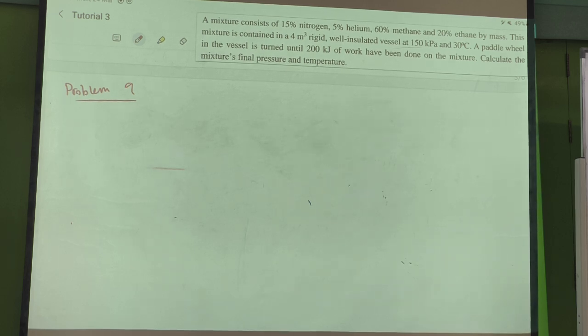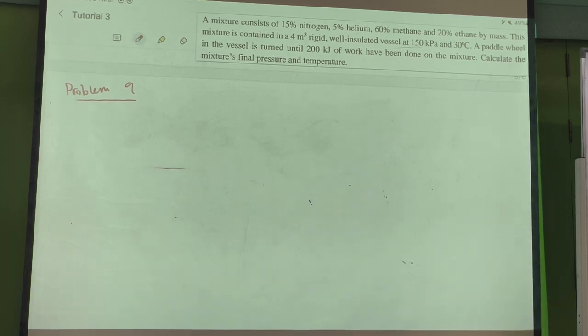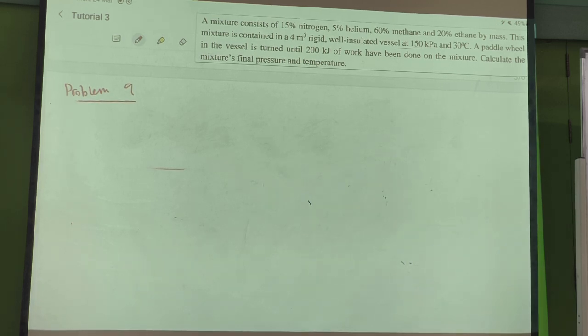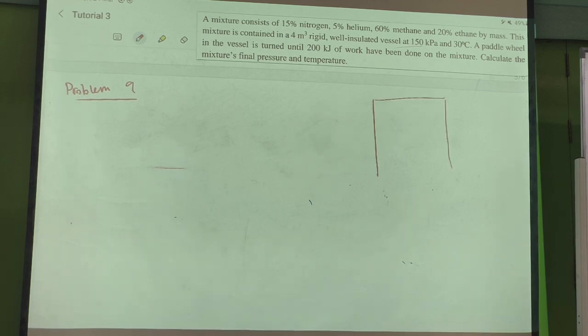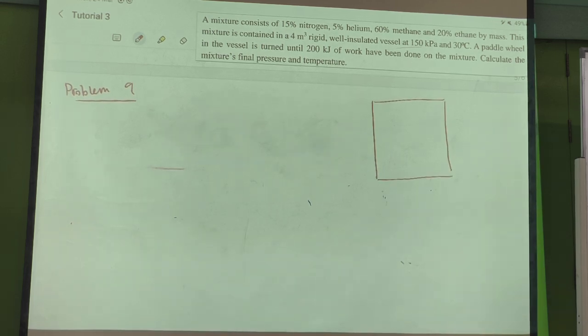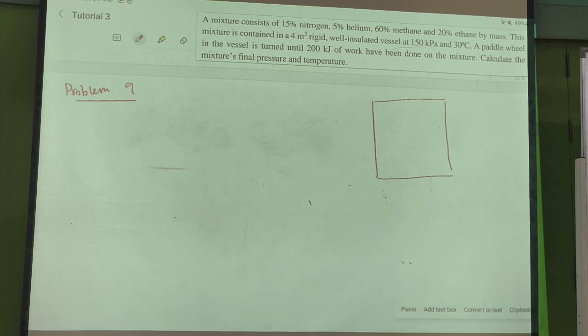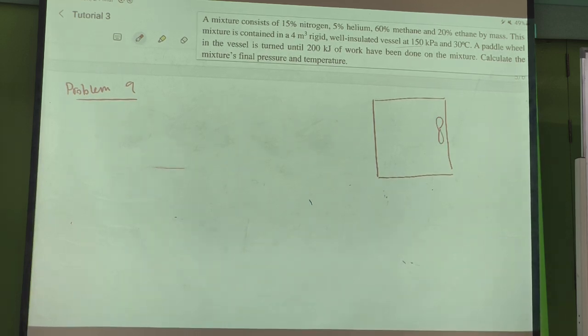Okay, so a mixture consists of 15% nitrogen, 5% helium, 60% methane, and 20% ethane by mass. So these are all mass fractions. So again, you have a mixture in a rigid, well-insulated vessel at 150 kilopascal and 30 degrees Celsius. And this vessel has a paddle wheel.